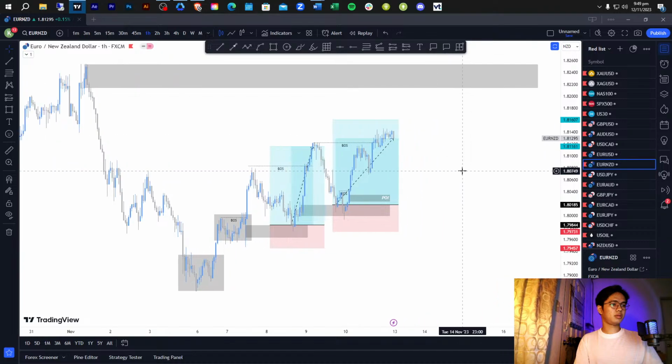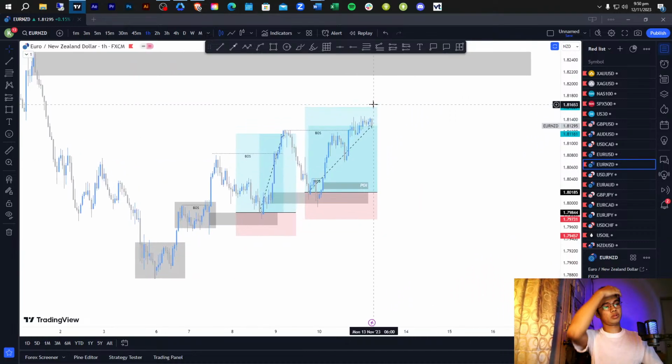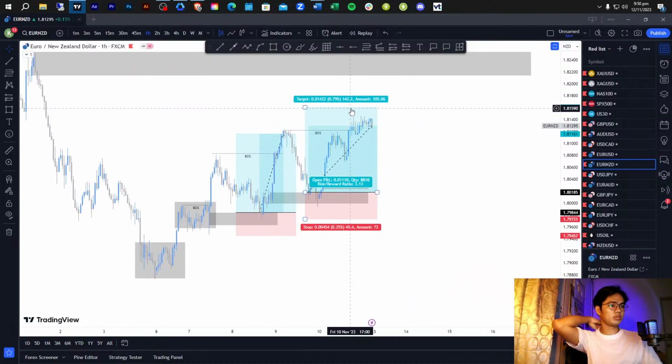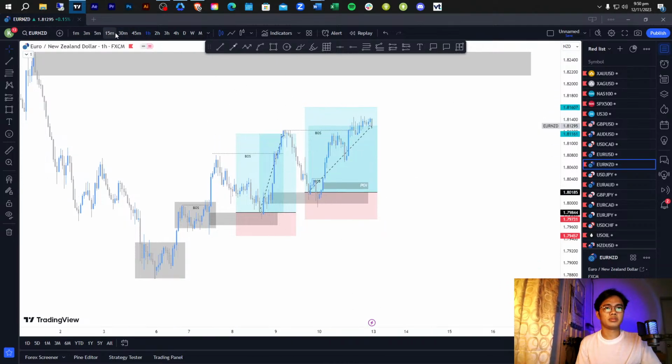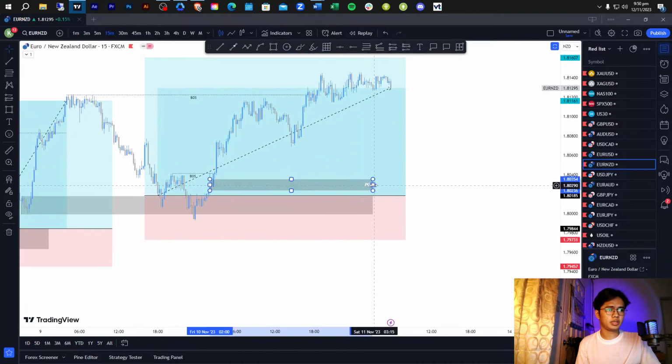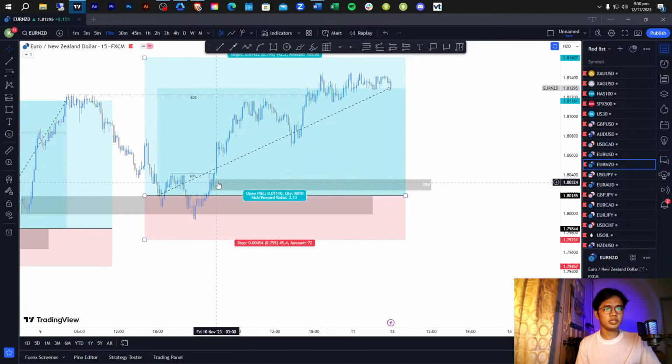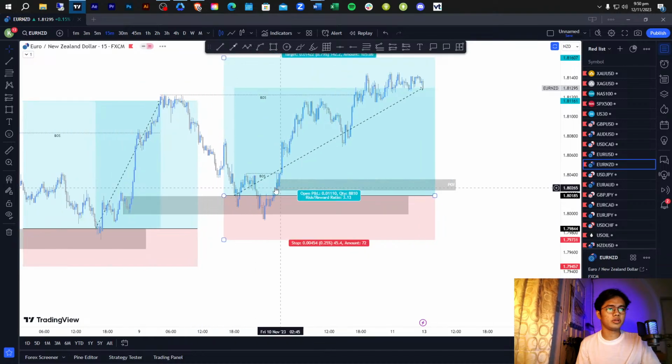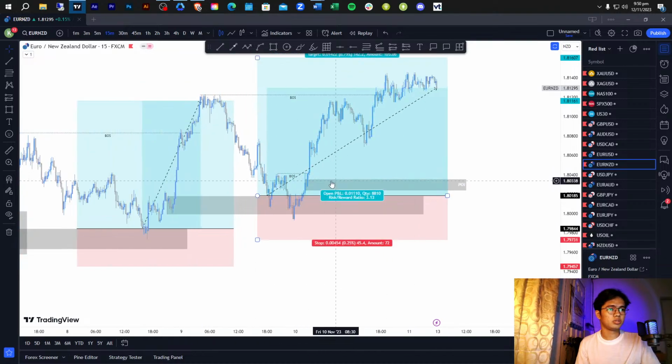And after that, if price goes to our reversal point, our reversal level, then here's our next entry, the demand zone. This is also a good setup. I also have a confirmation on this, a break of structure and imbalance.